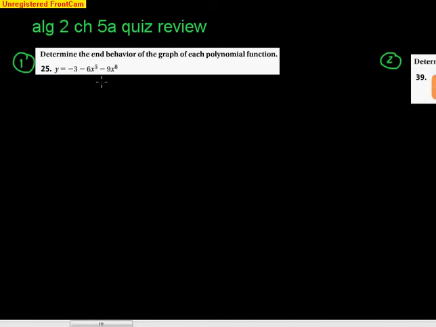So here's our equation, and the first thing is to put it in standard form, okay? So standard form would be highest power of x. So this x to the 8th is the highest power, so negative 9x to the 8th goes first. And then the next highest power is x to the 5th. So then the negative 6, x to the 5th is second. And then the last term is negative 3.